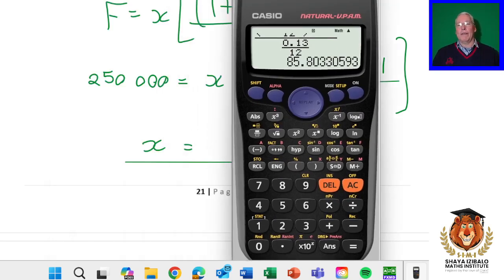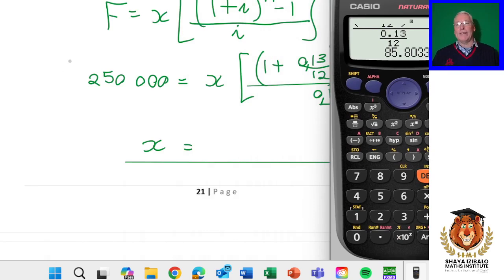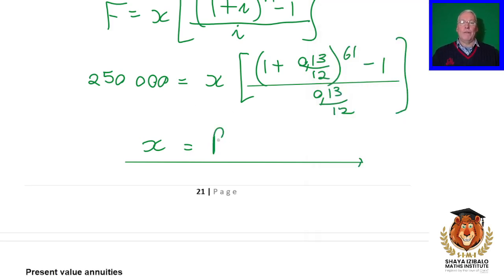Now, if you look at this equation, 85,8x is 250,000. So we're going to divide both sides by this number. So we're going to take 250,000 and divide by that answer. And we get 2,913 and 64 cents. 2,913 and 64 cents.